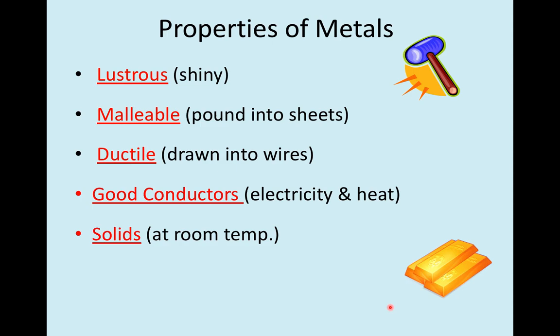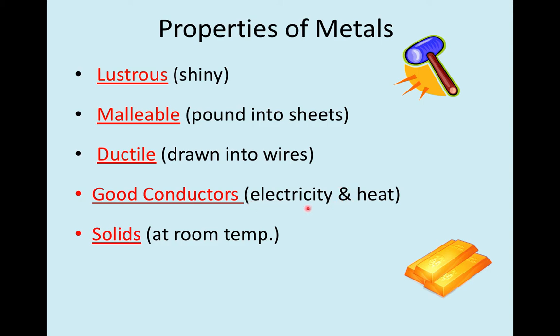So I told you about the metals, nonmetals, and metalloids. Well, let's talk about the properties. You need to know that. So it's in your notes. There's a section in your notes for this. Properties of metals: they are lustrous, which means that they're shiny. They are malleable, which means you can pound them into sheets with a hammer. They are ductile, which means they can be drawn into wires. They are good conductors, very good conductors of electricity and heat.